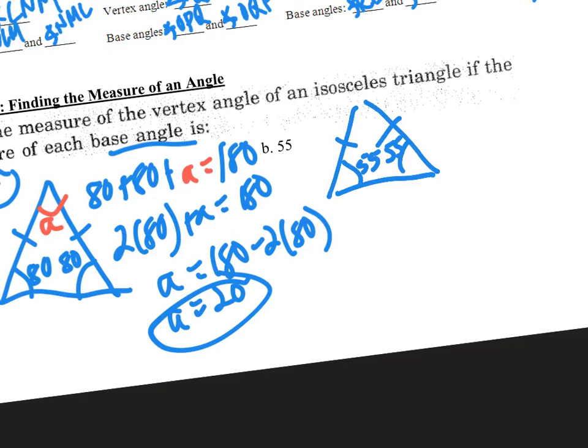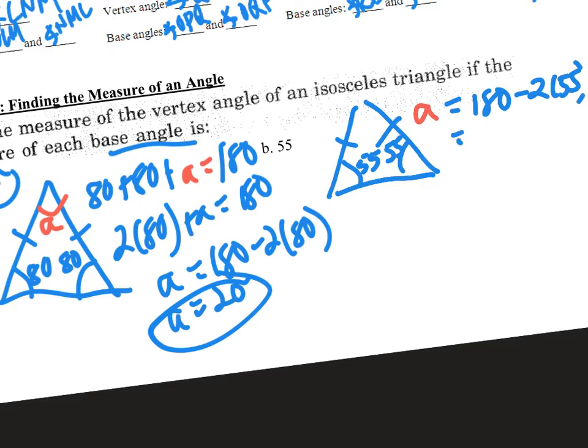So instead of doing the first equation that I set up originally with my triangle sum theorem, I'm going to move ahead to my third line of equations. I know that my vertex angle, I'm going to represent it with A again, A is equal to 180 minus 2 times 55. Okay?